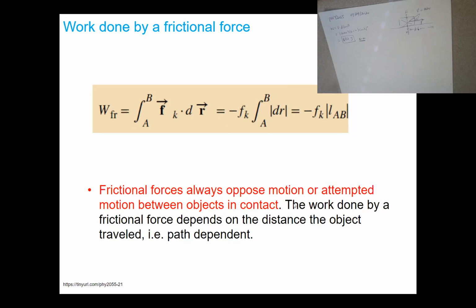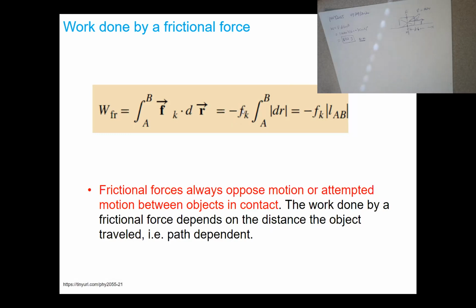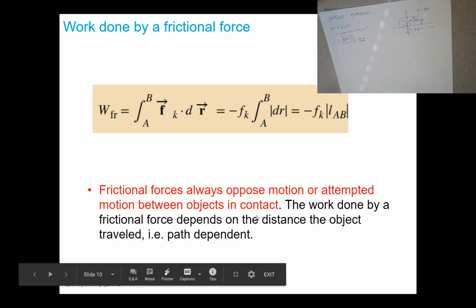So work done by a frictional force should be negative, and it depends on the distance the object did travel, because for the friction force, if N is fixed, then it's a fixed force. So then it's just depending on the path.